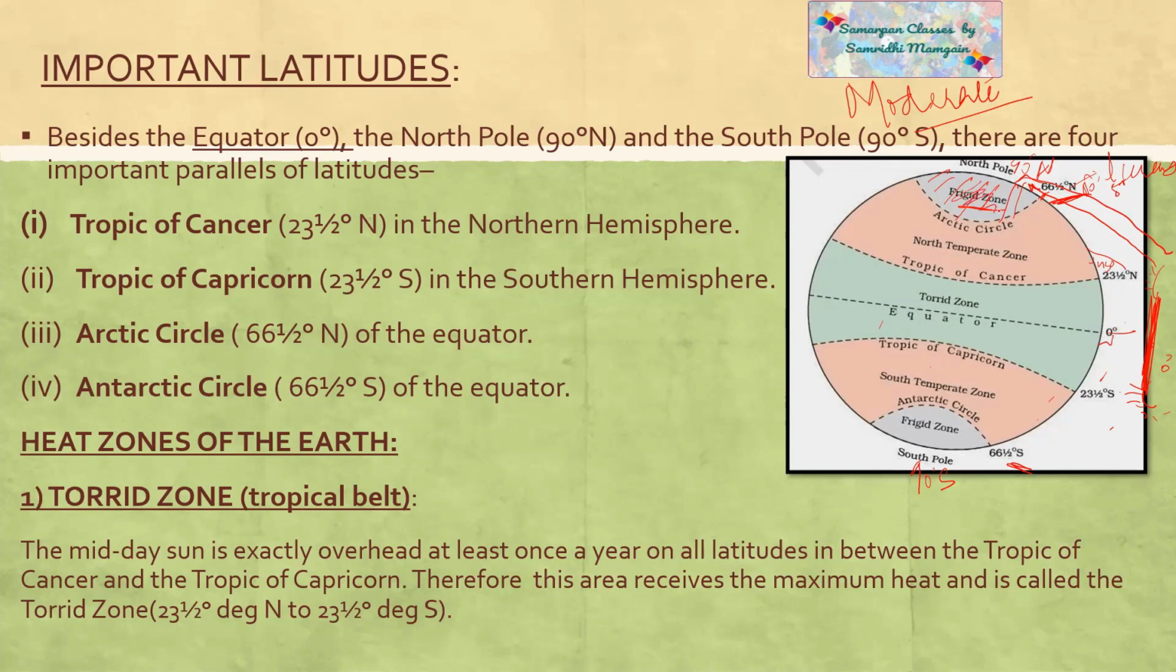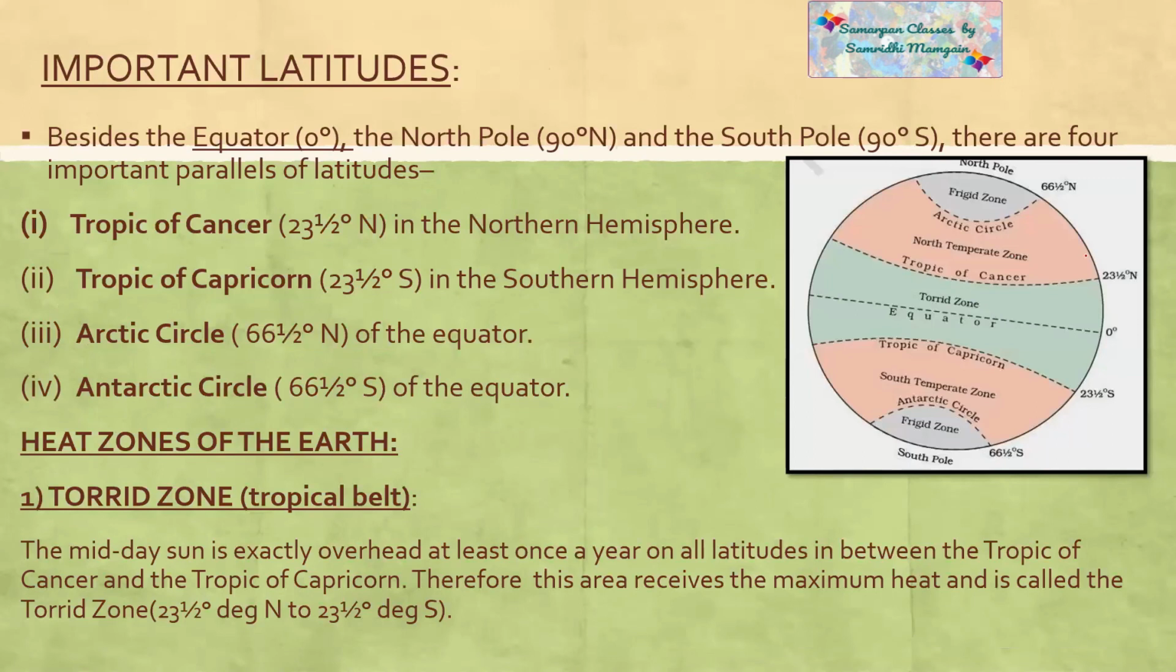And you must be knowing that there are some months at the North Pole when there is no light. For 6 months, when the sun is overhead at the Tropic of Capricorn, or you can say when the sun is in the southern hemisphere, there would be complete darkness at the North Pole. Similarly, when the sun is overhead on the Tropic of Cancer in the northern hemisphere, on the South Pole for 6 months, there would be complete darkness.